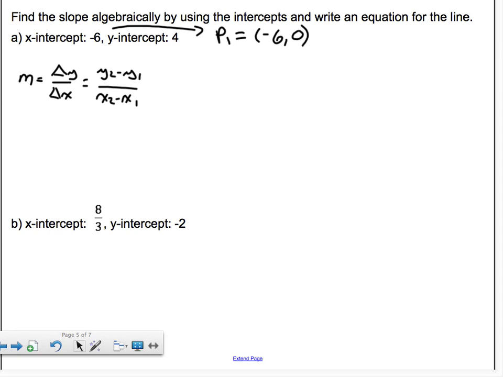That's right. So remember, the x-intercept means that y is 0. Where the x-intercept is, that's the value of x. So that's the first point.